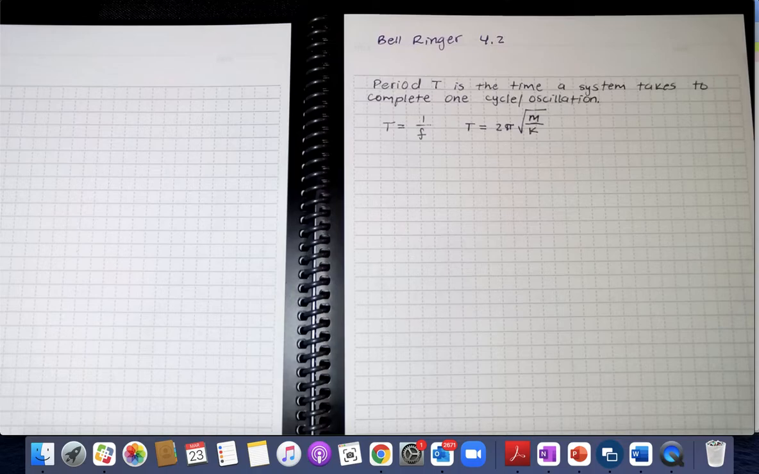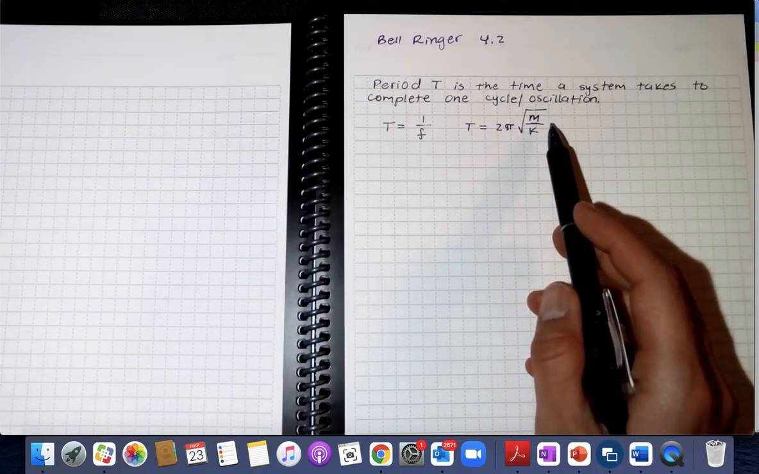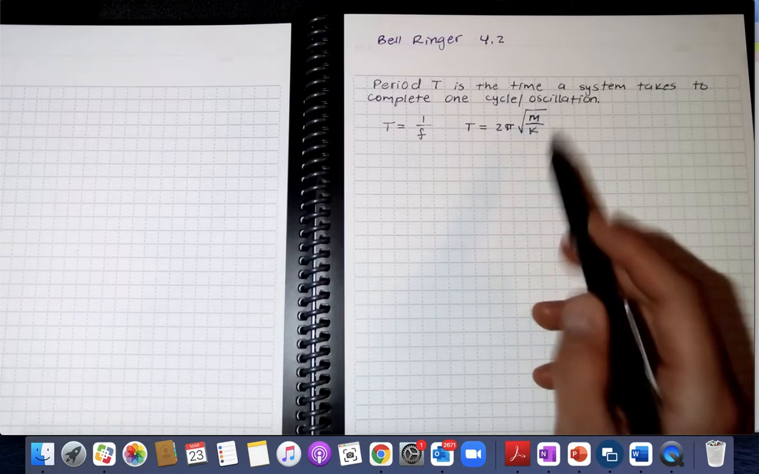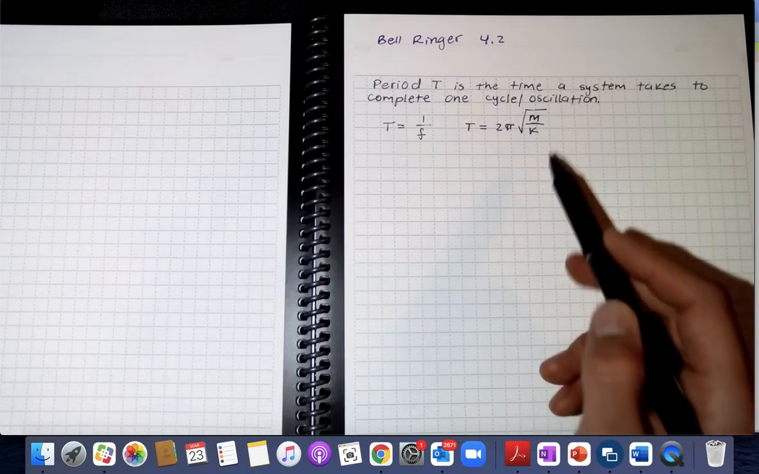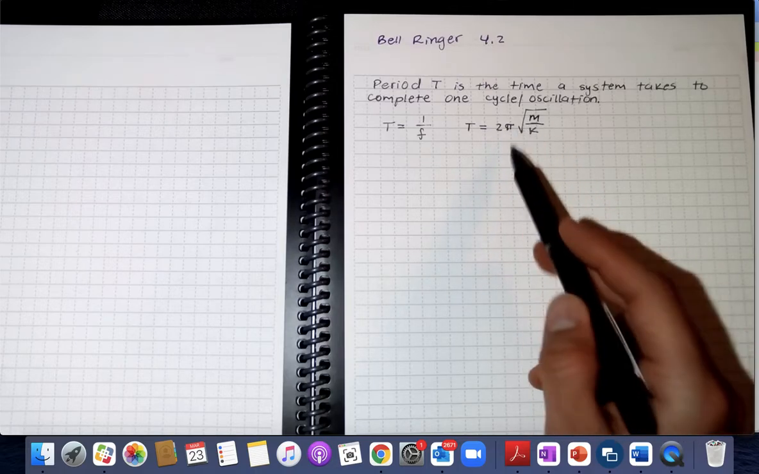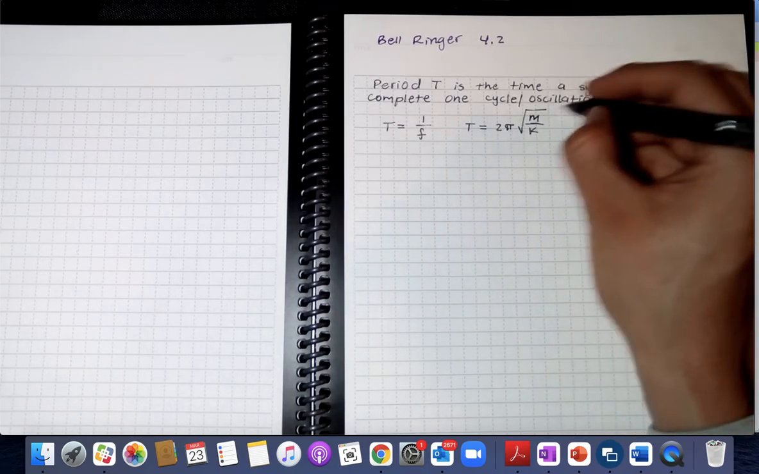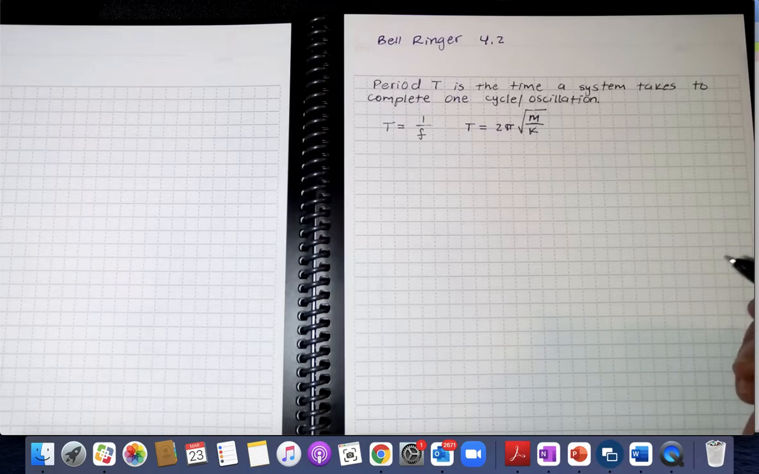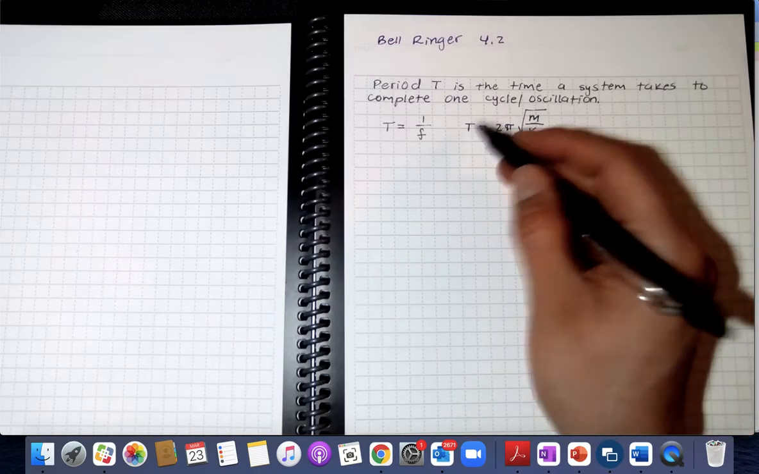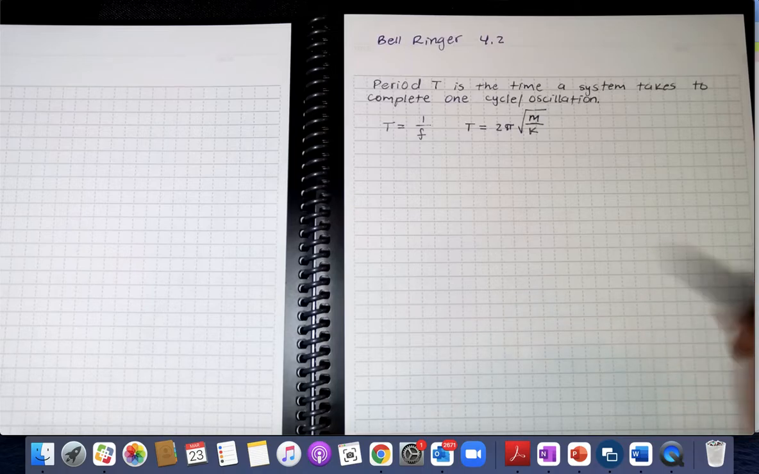So the period, as you can see, mass is important, right? So something has to change because we're changing the mass. The spring constant is a constant. Pi is pi, 2 is 2. So if we increase the mass, we're going to increase the period, right? And you saw it was going slower. If it's going slower, then the period increases. It takes more time to complete one oscillation, right?